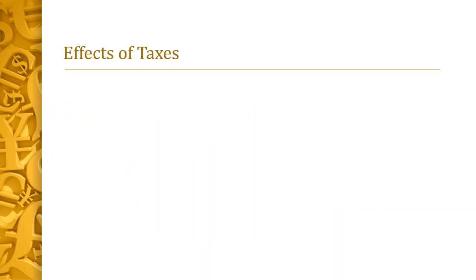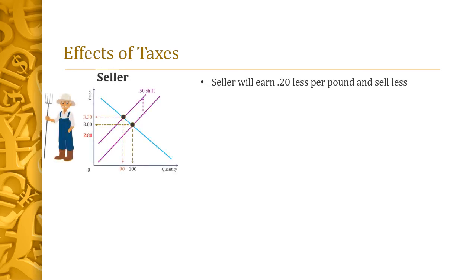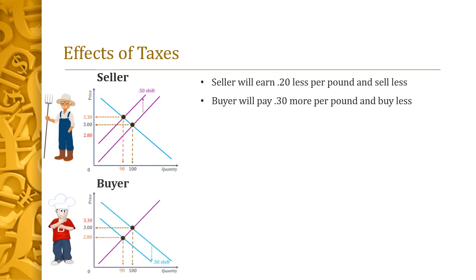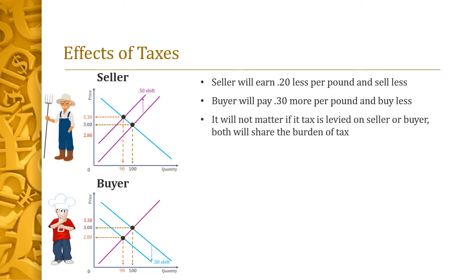Taking a look at the effect of the taxes on both, we can boil it down to this. The seller in this case is going to earn 20 cents less per pound and is going to sell less pounds compared to the original market before there were taxes. And the buyer, well, they're going to wind up paying 30 cents more per pound and they're going to buy less potatoes basically. So it doesn't really matter what's interesting.